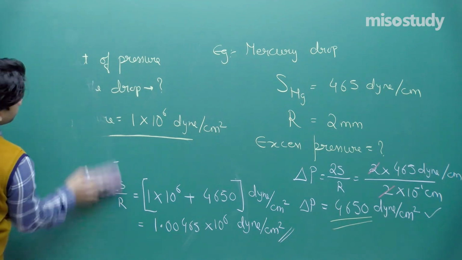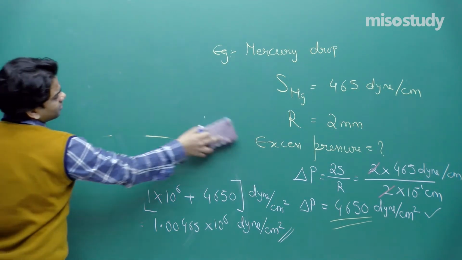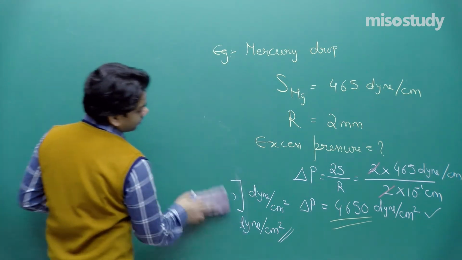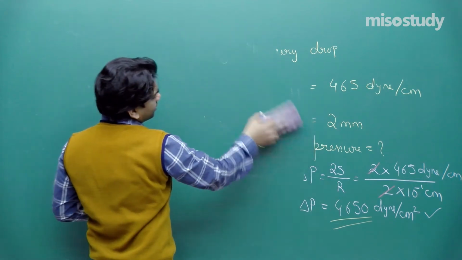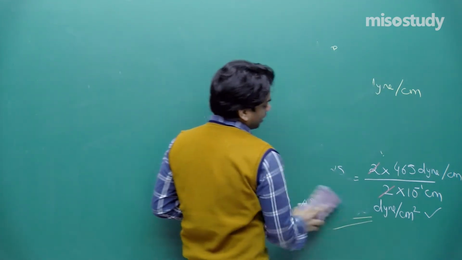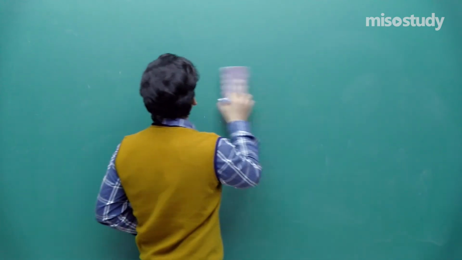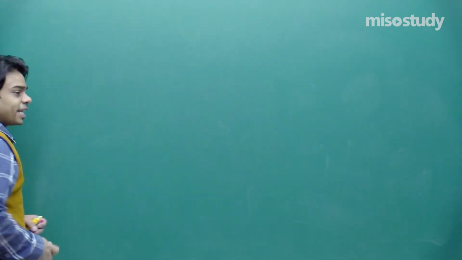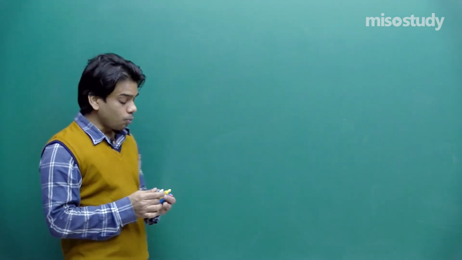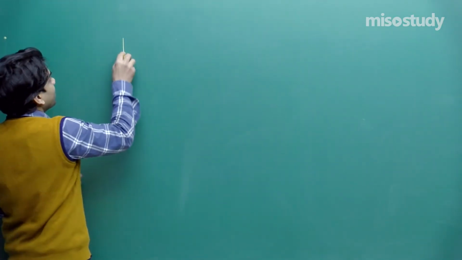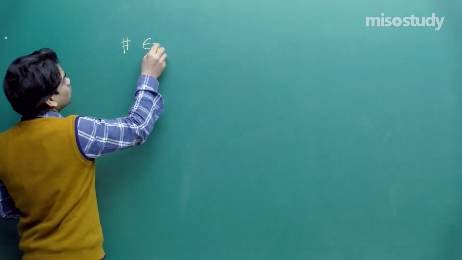The next problem, or let's study the next concept. Now I believe that the excess pressure concept would be clear to you all. What is the excess pressure existing within a liquid drop? Next we have, what if we have a bubble? If we have a soap bubble, let's try to understand excess pressure inside a soap bubble.